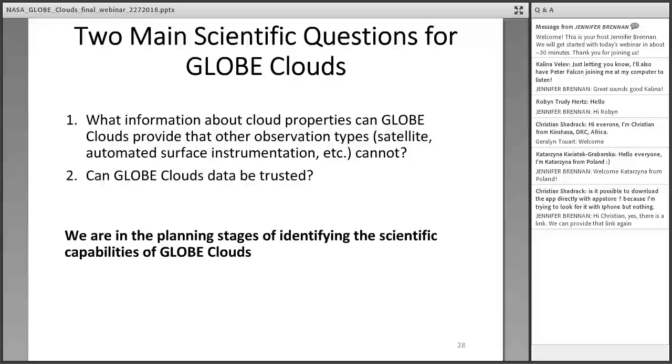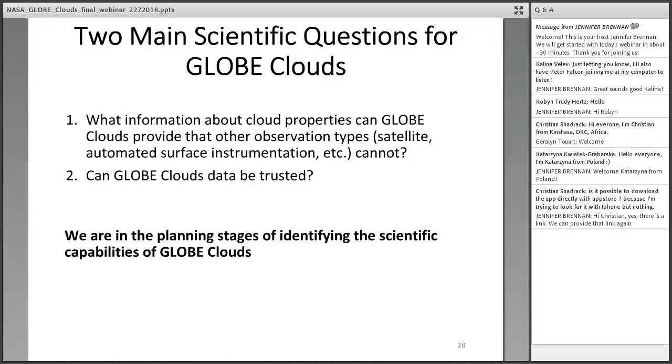Most researchers have their favorite data sets, their favorite satellites that they like to use. So what can GLOBE Clouds provide for them that they do not already have from their pre-existing observation systems? Second, they'll want to know about the validation of the GLOBE Clouds data. Can the GLOBE Clouds data be trusted? It's a very important question to address. And there has been some work done already, but again, I was brought on to help continue that work.